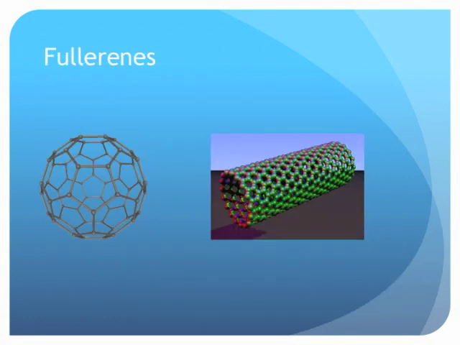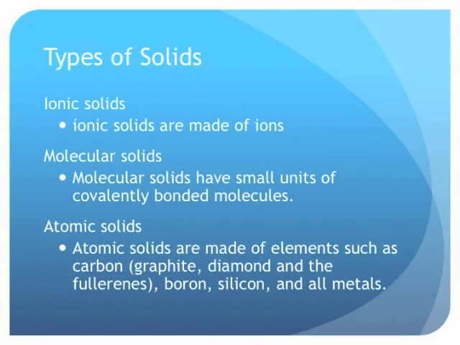Carbon also makes other atomic crystalline solids, such as buckyballs and carbon nanotubes, both of which are considered in the fullerenes group. In summary, though, the crystalline solids are ionic solids made of ions, molecular solids made of covalently bonded molecules, and then atomic solids. And these are often made of elements such as carbon, in graphite, diamond, or fullerenes, or boron, silicon, and all metals will form atomic solids.